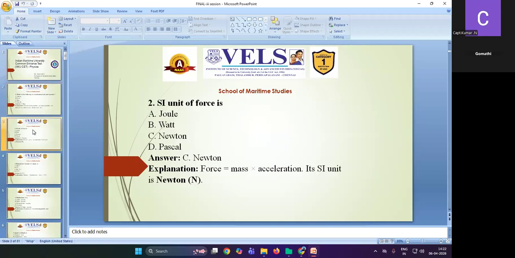The next question is, what is the unit of force? SI unit of force. First, we already know what force is. F is equal to ma, where F represents the force, m represents the mass and a represents acceleration. The SI unit of force is Newton.